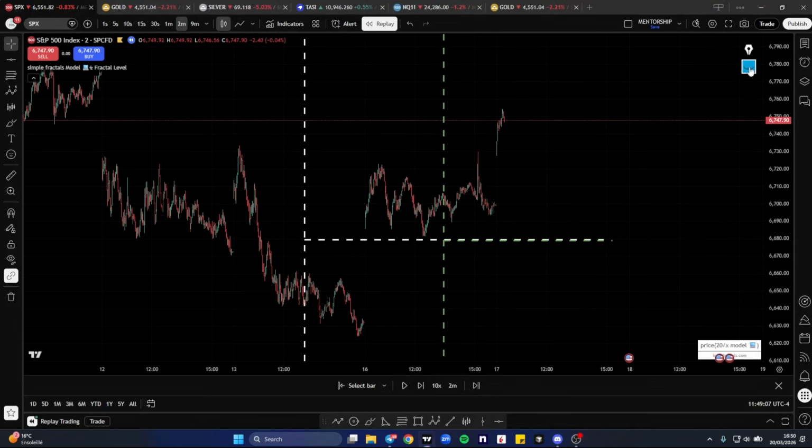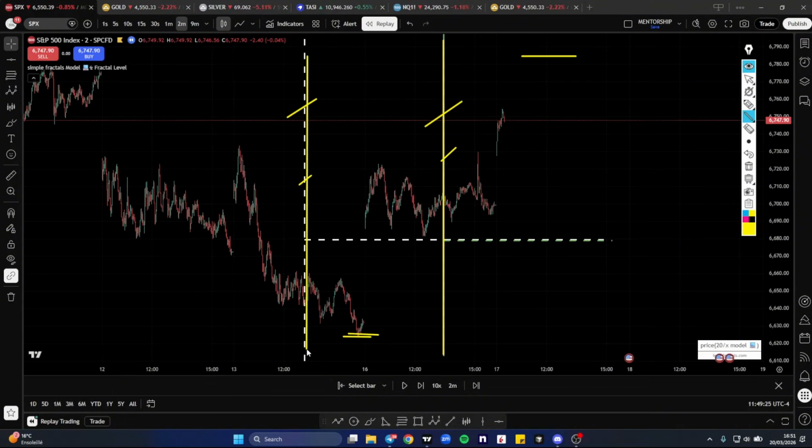Based on the setup that we can see, we have the white line coming before the green line. This means that this is a valid setup and we should start the analysis from the lowest low. When we have the white and the green, we start from the lowest low. When we have the white and the red, we start from the highest high inside the range.